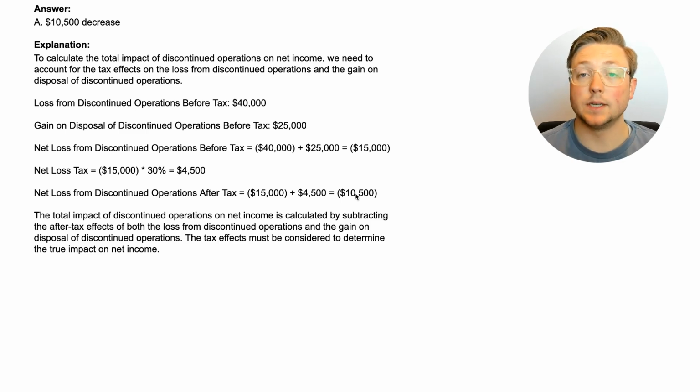But just letting you know how that fits in, before doing this, we would have had the continuing operations, and we would tax the continuing operations, and then we would subtract or add whatever happened. And you'll see that in the next question, in question 6, we're going to do all of this together. But overall, the total impact of discontinued operations on net income is calculated by subtracting the after-tax effects of both the loss from discontinued operations, if there's only a loss, or also if there was also a gain of some kind, the gain on the disposal of discontinued operations. The tax effects must be considered to determine the true impact on net income. So one last time, this is the last thing you consider before you actually get your net income. So let's go ahead and go to the next question to put all of this together so you can see it working together.